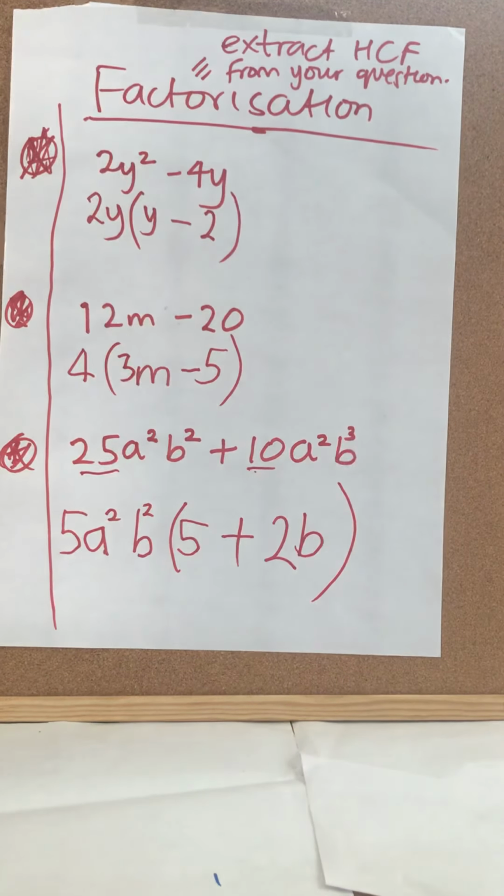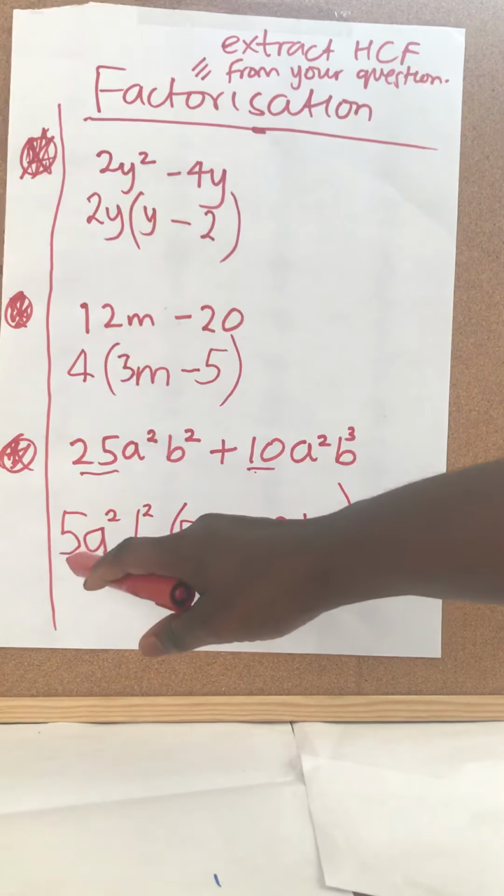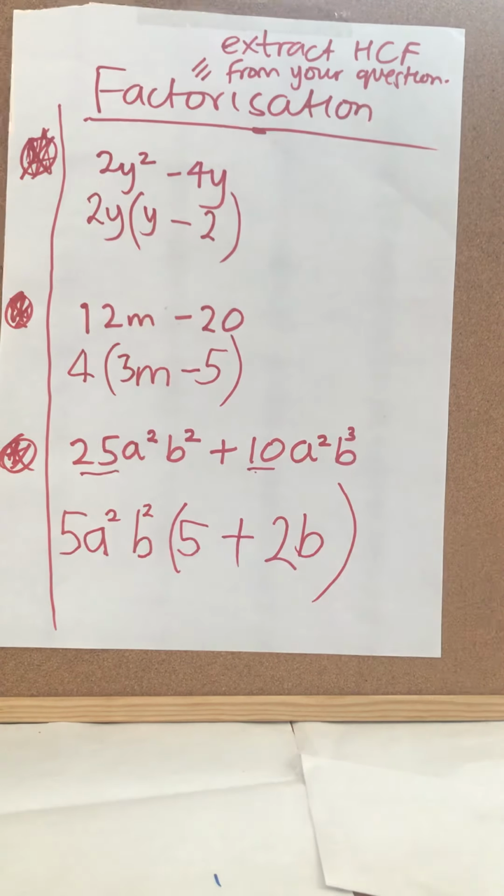Once again, if you want to check whether you are correct or not, all you have to do is multiply your factors by what you have in the brackets, and you should be able to obtain the question again. Let's do 2 or 3 more examples.